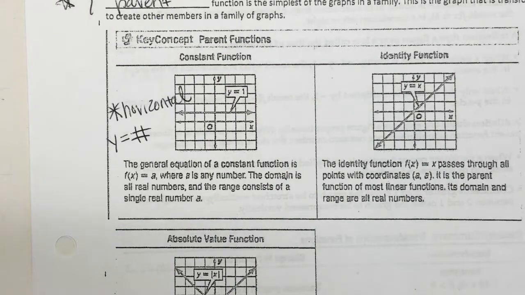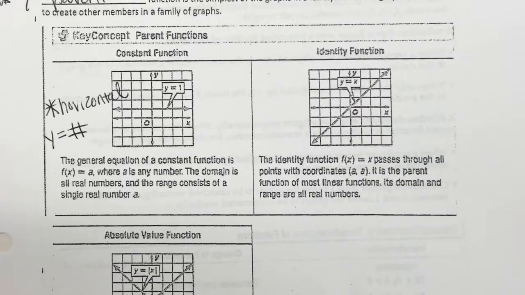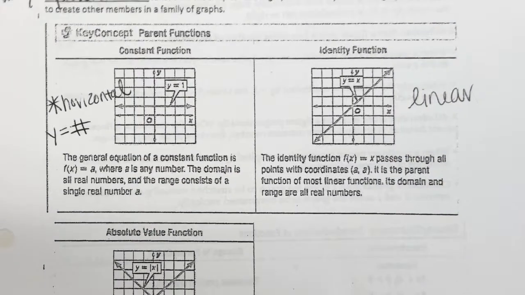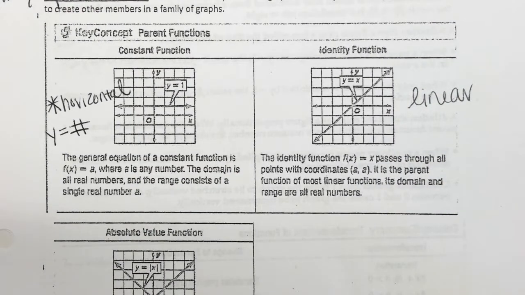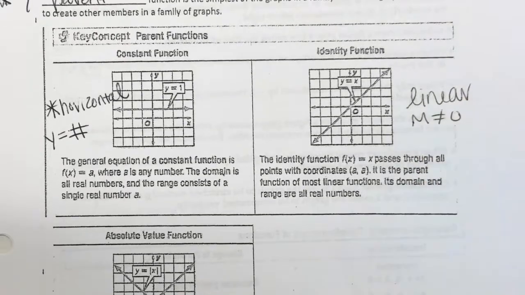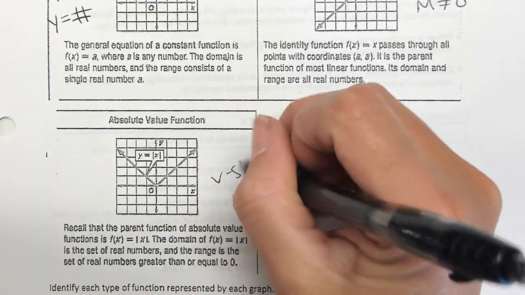Constant. Identity function is easy to identify because this is what type of line? Linear. Good. Is a straight line with a slope other than what? 0. Good. So slope m is not 0. And then the identity function, or excuse me, the absolute value function is easy to identify because it'll always have the shape of a what? A V. Good. V shape.